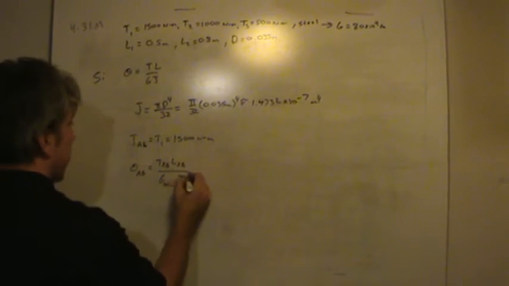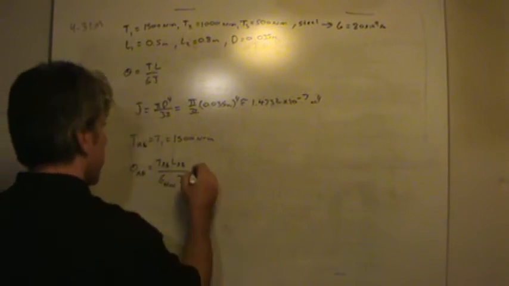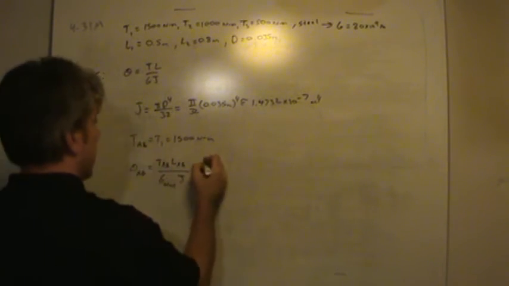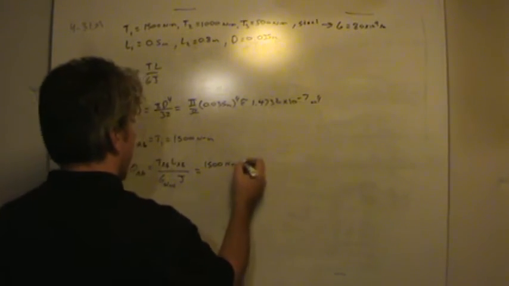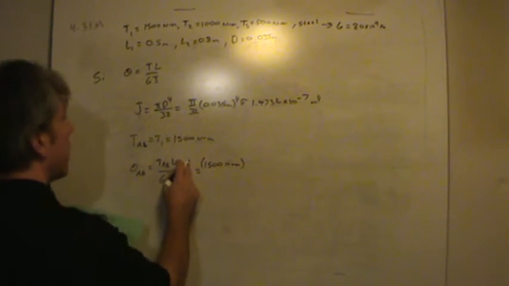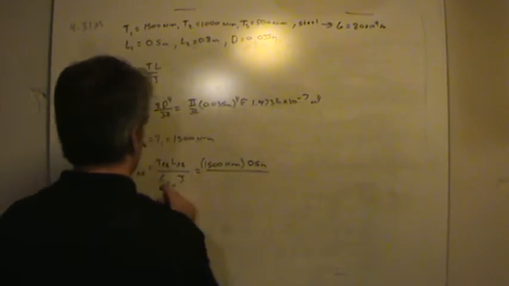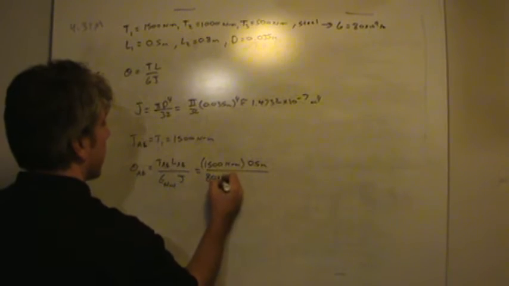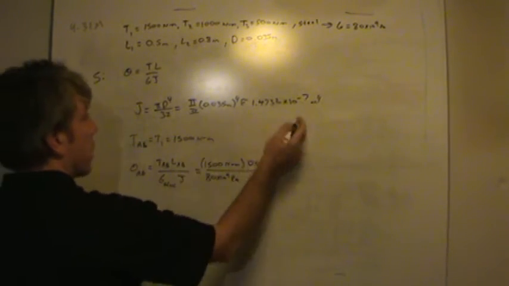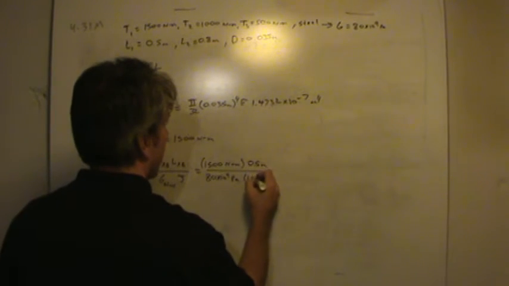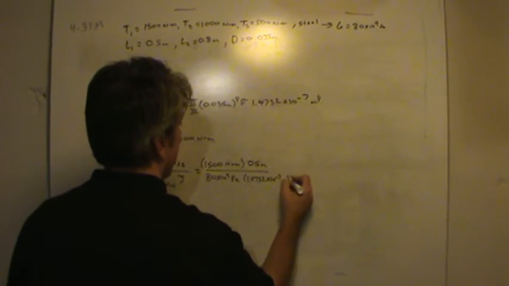J we've calculated, I'll just write it down. Notice it's the same along the entire length of the shaft, so we don't have to recompute it. Anyway, so the torque AB is 1500 newton meters. And the length between A and B was L1, which is 1/2 meter, divided by 80 times 10 to the ninth pascals. And then J, which is 1.4732 times 10 to the negative seventh meters to the fourth.